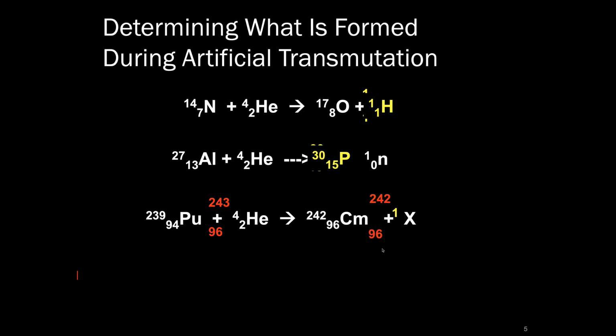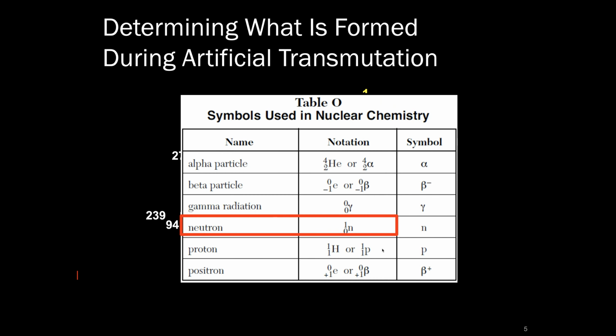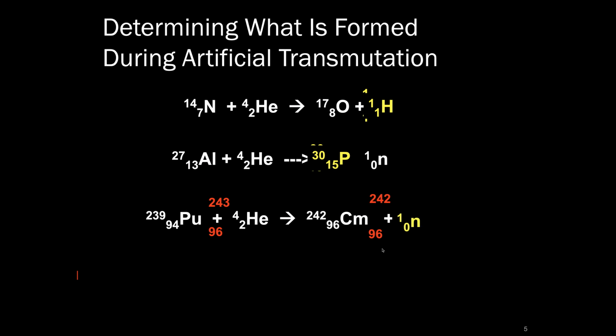We already have 96 on the right side, so we don't have to add any more. So what has a mass number of 1 with no charge? Well, that would be a neutron, 1 over 0 n. And so that is the mystery particle.